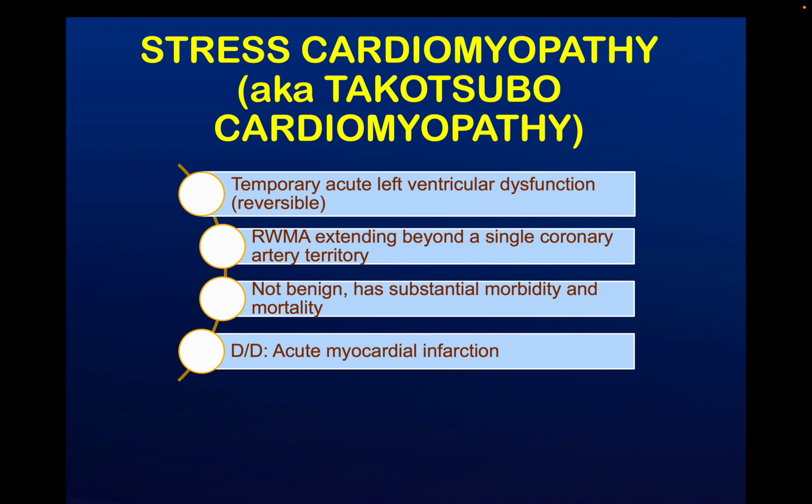Stress cardiomyopathy, aka Takotsubo cardiomyopathy, is a temporary acute left ventricular dysfunction, probably because of a surge of sympathomimetic amines, resulting in regional wall motion abnormality extending beyond a single coronary artery, which is not benign, having substantial morbidity and mortality, and can easily be confused with an acute myocardial infarction owing to the chest pain and the ECG features.